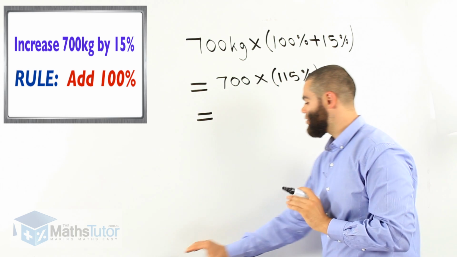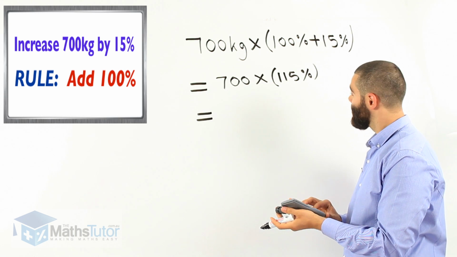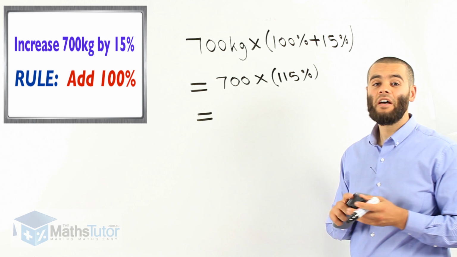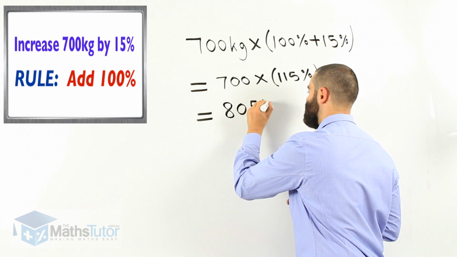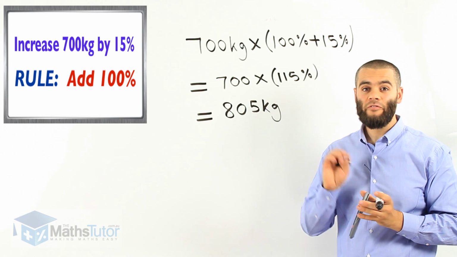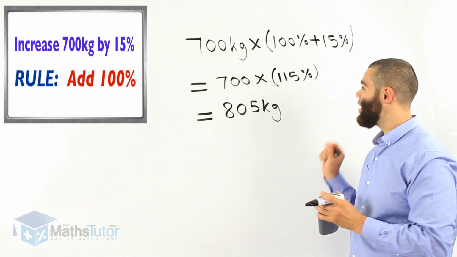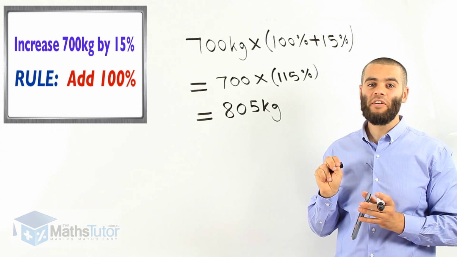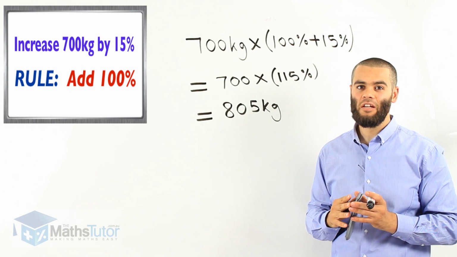Grab your calculator and let's do it together. 700 times 115%. And our answer is going to be 805 kilograms. So 700 kilograms increased by 15% becomes 805 kilograms. The rule is we have to always ensure we are adding 100% to the percent we're increasing by. 115% times 700, 805 kilograms.